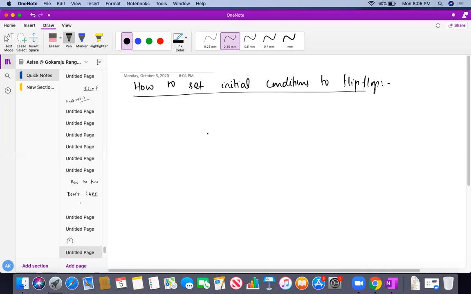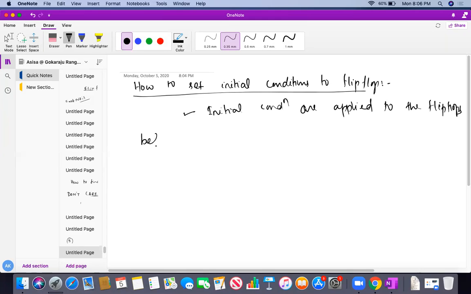Now tell me, there are two different things. One is the actual flip-flop input, another is the input that sets the initial conditions of the flip-flop. Initial conditions should always be applied to the flip-flop before application of the actual input. Understand?